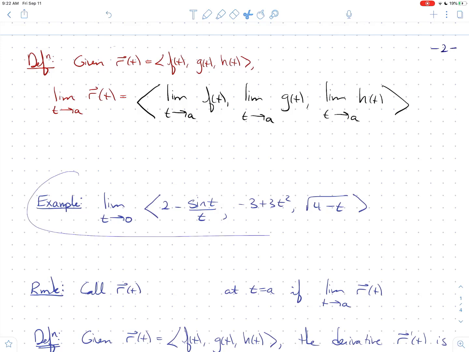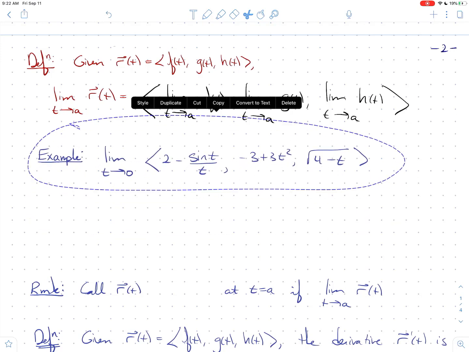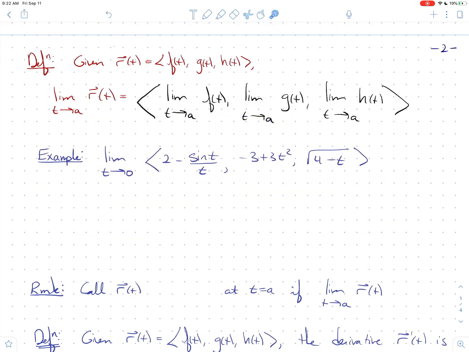Quick example of this. You can just look at it and take the limit component-wise. So sine t over t, as t goes to 0, goes to 1, this part goes to 0, this part goes to 0, and so this is just 2 minus 1 is 1, negative 3 plus 0 is negative 3, root 4 is just 2. So the limit as t goes to 0 of this function is this. If one of these components doesn't have a limit, the whole thing doesn't have a limit.